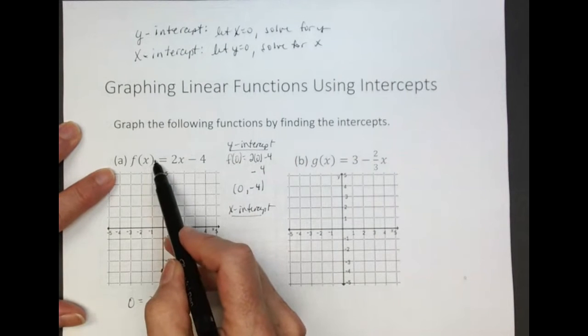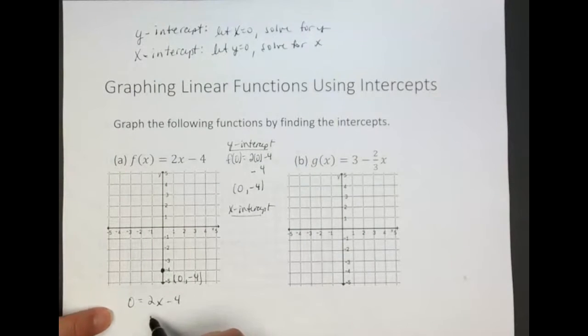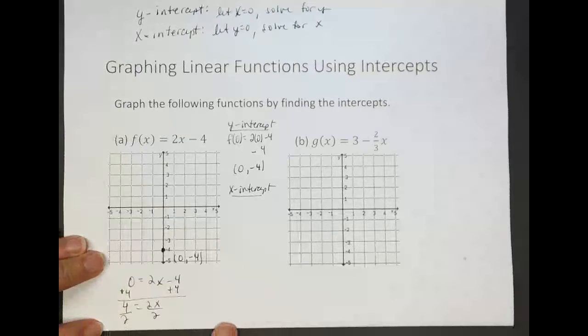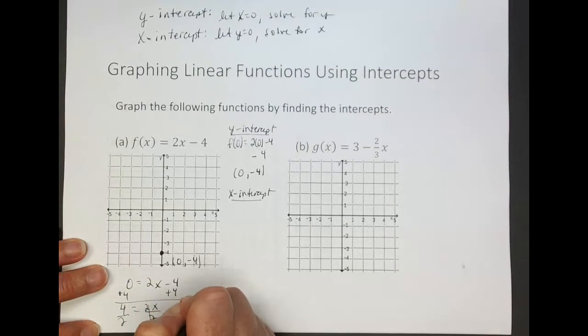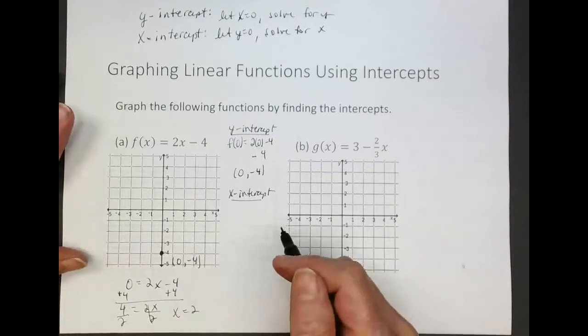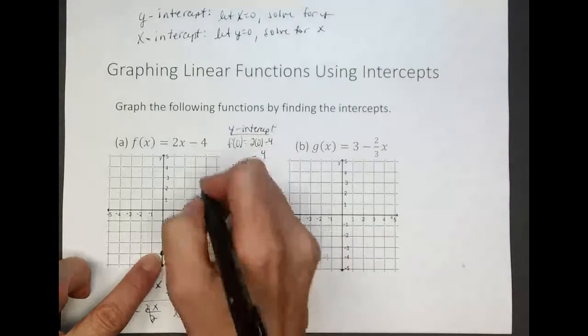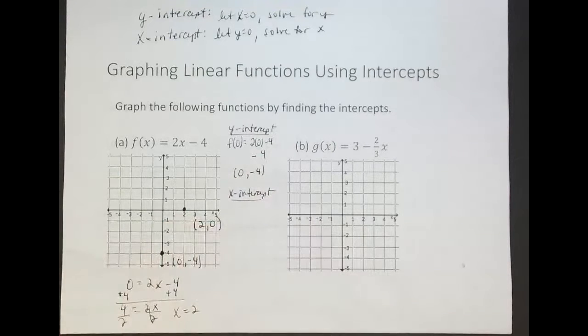Remember, f of x is just function notation for the y value, right? Now we'll just solve for x. If we add 4 to both sides, 4 will equal 2x, and then divide both sides by 2. Dividing both sides by 2, we see that x equals 2. So the x-intercept is going to occur here when x equals 2, or the coordinates of that point are going to be 2, 0.